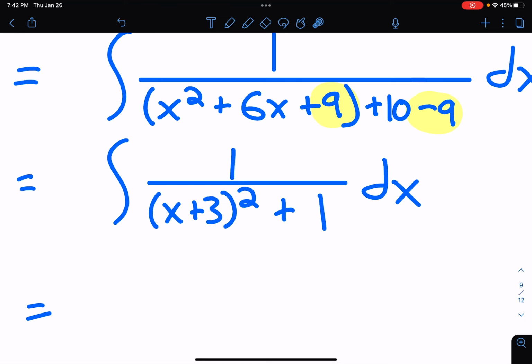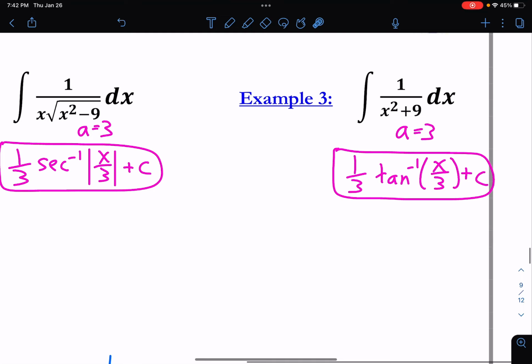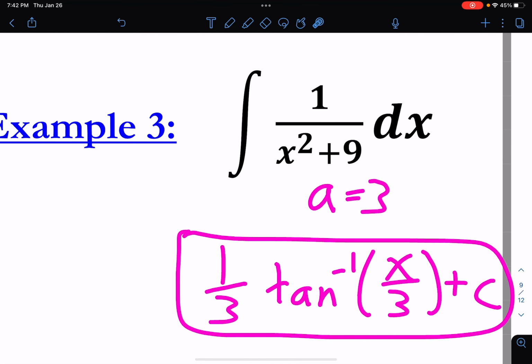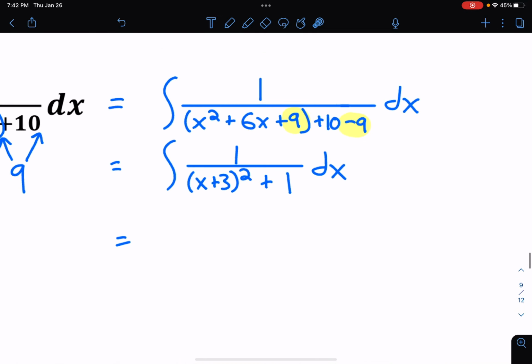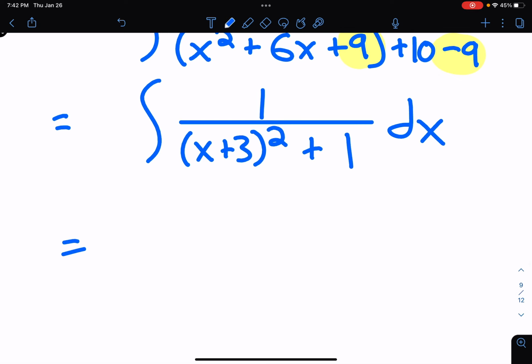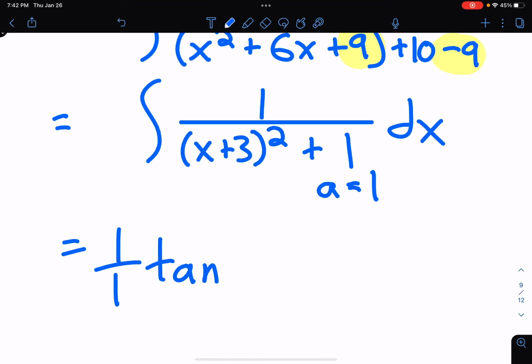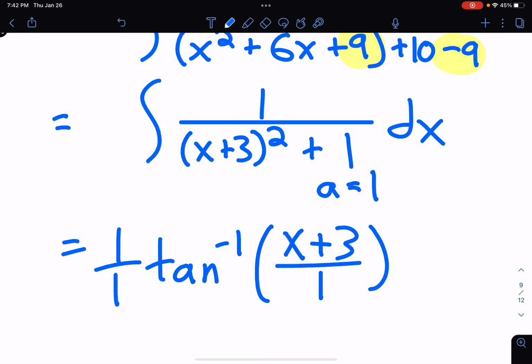Now, some of you might be thinking, oh, so this is a composition now, I should do u sub. But the derivative of x plus 3 is 1, which is the same as the derivative of x. So I actually don't have to do anything different. I just have to replace the x with x plus 3. And so here, I can say that a is going to be 1. And so this is going to be 1 over a, tangent inverse of x plus 3 over a plus c.